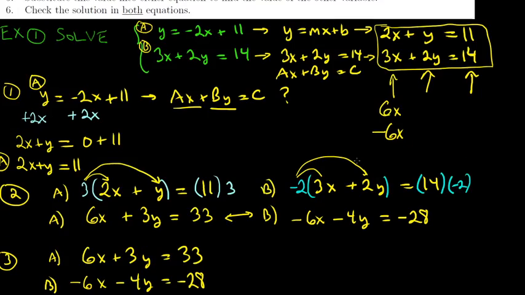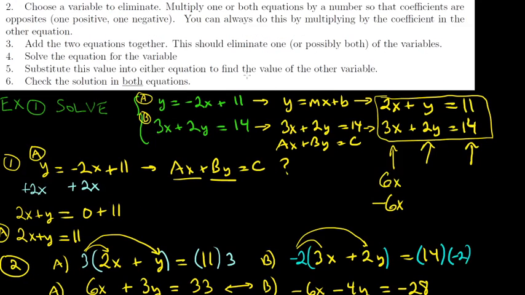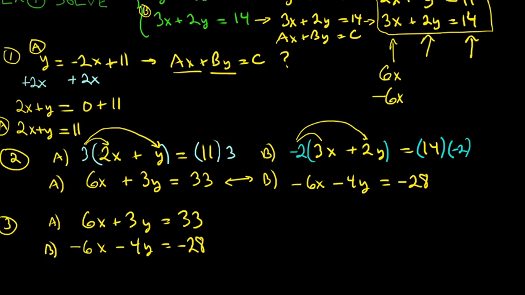Okay, so that was step 2, right? Step 2 was to choose a variable to eliminate. We chose x, but we could have chosen y as well. Probably would have been easier, right? And then what we did is we multiplied both equations by some number in order to get the same coefficient, in this case 6, right? Although we want one of them to be 6, we want one to be negative 6.